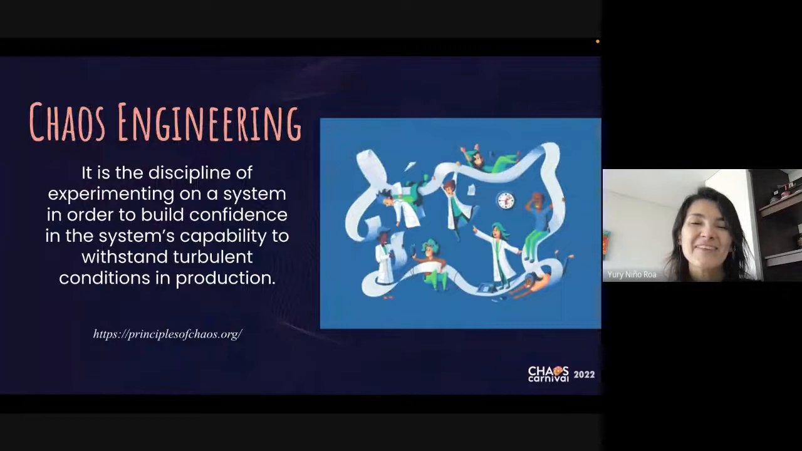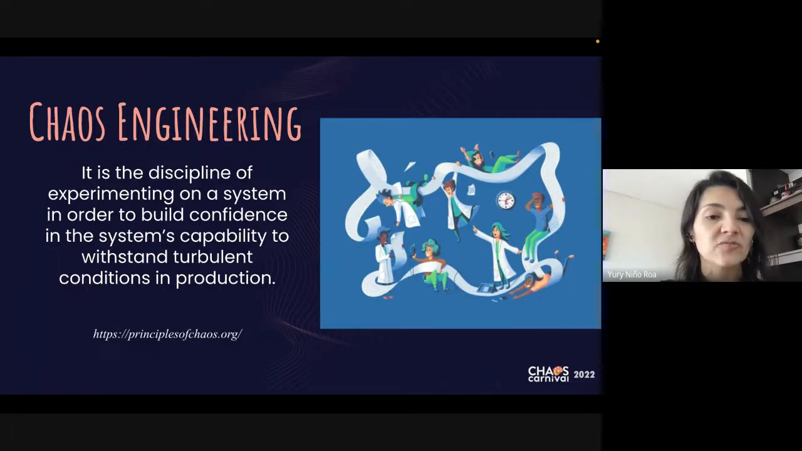I want to remember the definition of chaos engineering, so here it is one more time. Chaos engineering is the discipline of experimenting on a system in order to build confidence in the system's capability to withstand turbulent conditions in production. This definition was taken from the Principles of Chaos website.